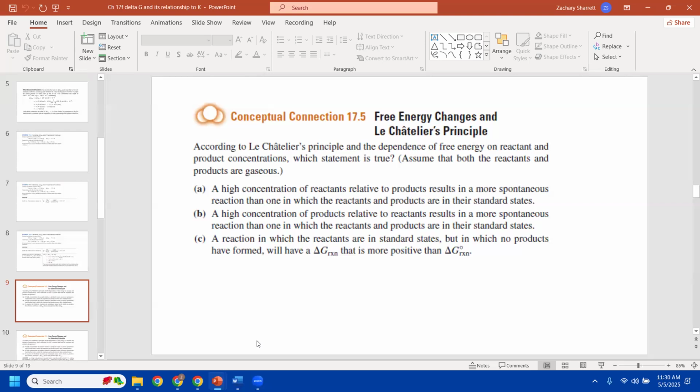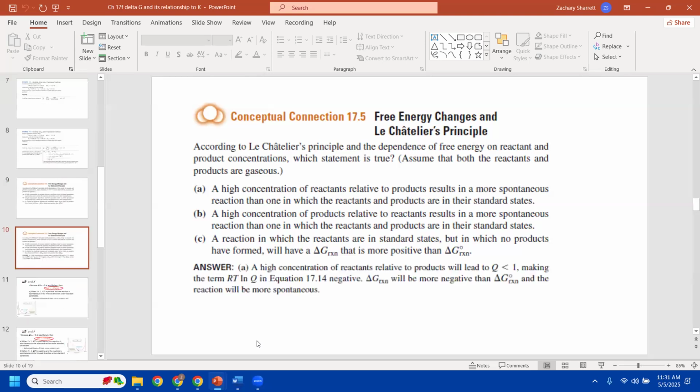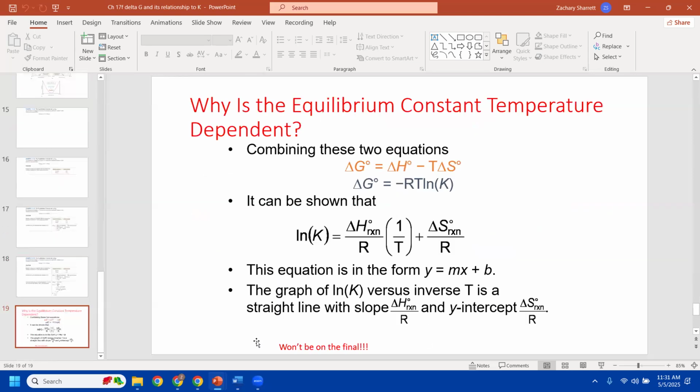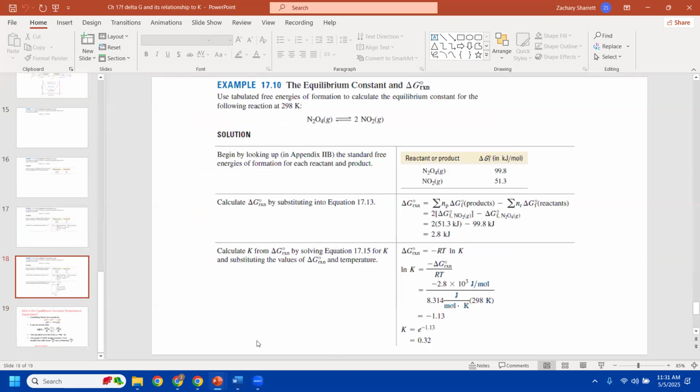So according to Le Chatelier's principle, the dependence of free energy on reactant and product concentration, which statement is true? I hate these questions. I'm not going to put it on the test. We're skipping it. Okay. We're done with chapter 17 at this point. There's a bunch of equations you can use that can help you. You can just really look and see what's given to you to decide what you have to do.